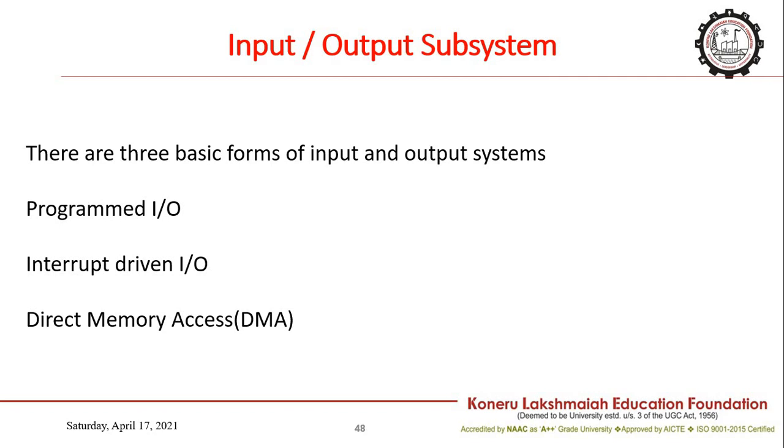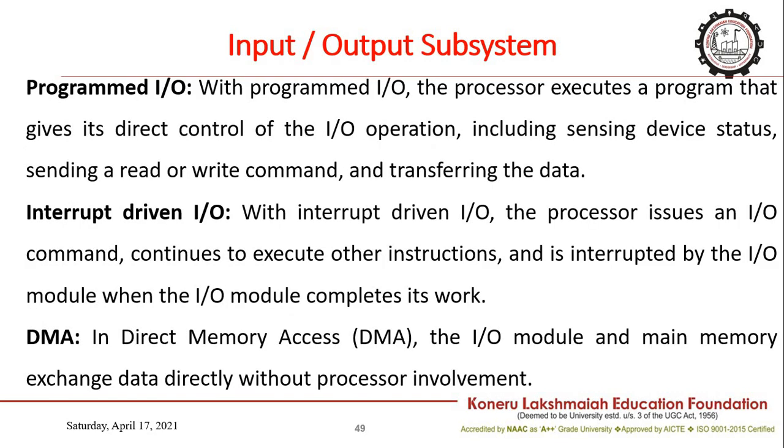Now programmed IO, interrupt driven IO and direct memory access. These are the very basic forms of input and output. Programmed IO gives direct control to the IO operation, including sensing device status, sending a read or write command, and transferring the data. The processor executes the program that gives direct control to the IO operation. So in programmed IO we gain direct control of the IO operation.